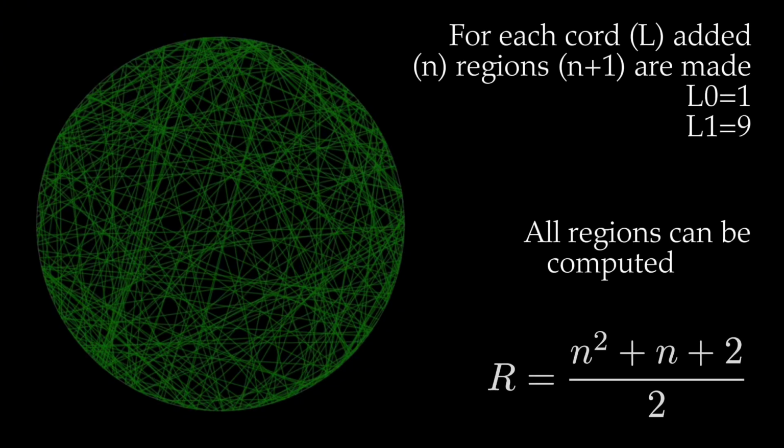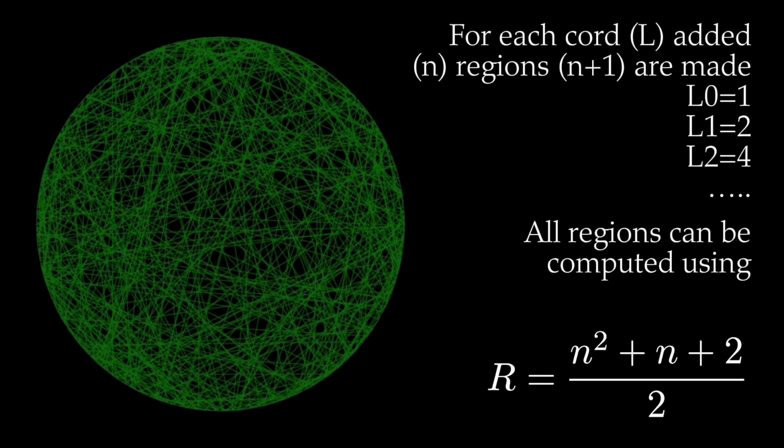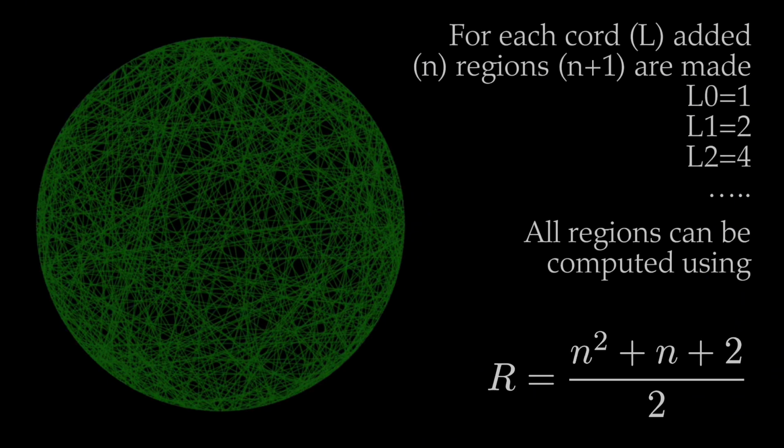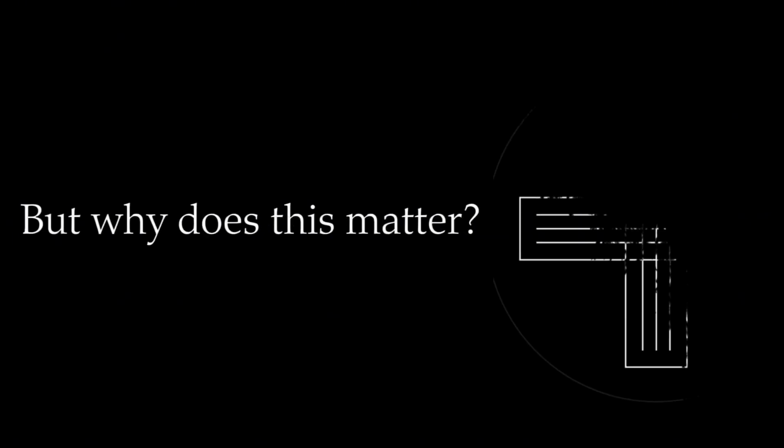Now that we have the fundamental idea out of the way, we can go ahead and look at a situation like this, where for each chord you have n plus 1. So for each region you add 1 and then add 2 and then add 3 and so on and so forth. But you might be asking yourself, why does this matter? What does this have to do with mathematics?